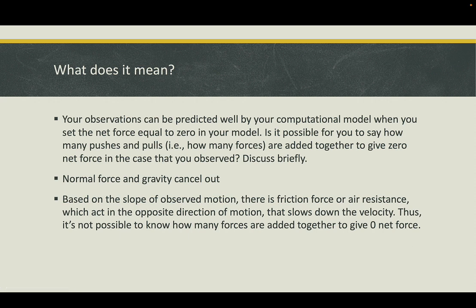Since we assume that the net force acted on the tape is 0, is it possible for us to say how many forces are added together to give 0 net force in this case that we observed? Well, I'm confident to say that the normal force and gravity cancel out. However, based on the slope of observed motion, there's friction force or air resistance which acts in the opposite direction of motion that slows down the velocity, thus it's not possible.